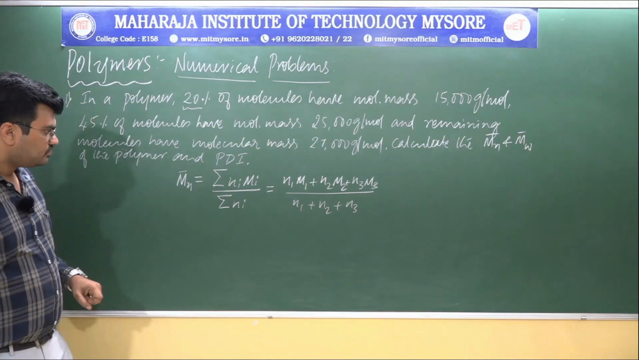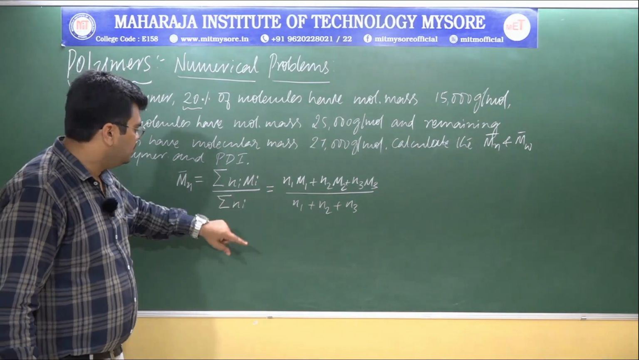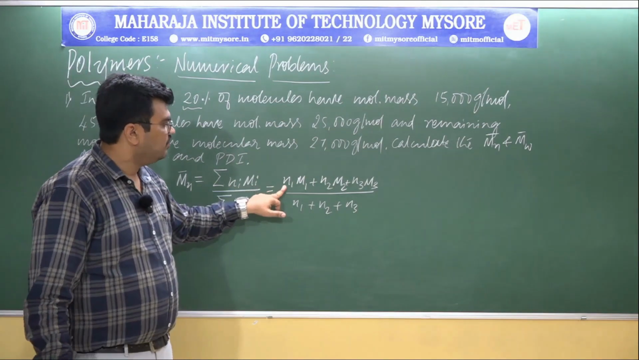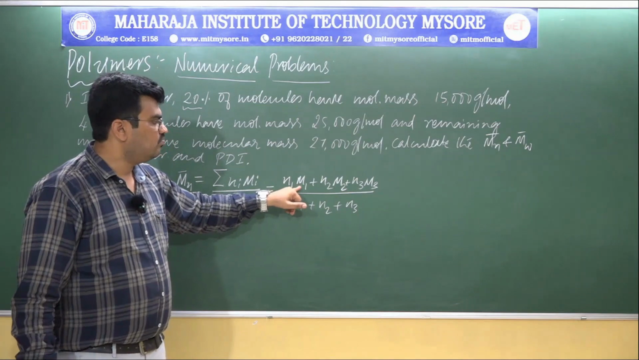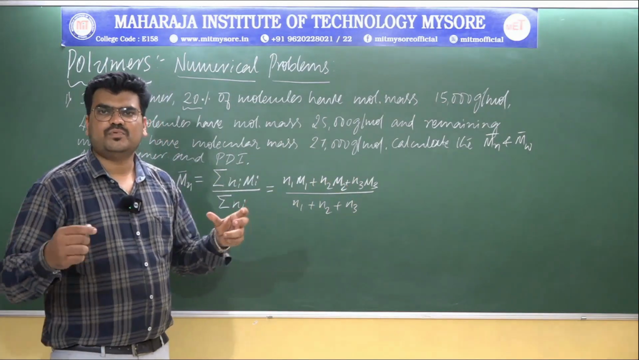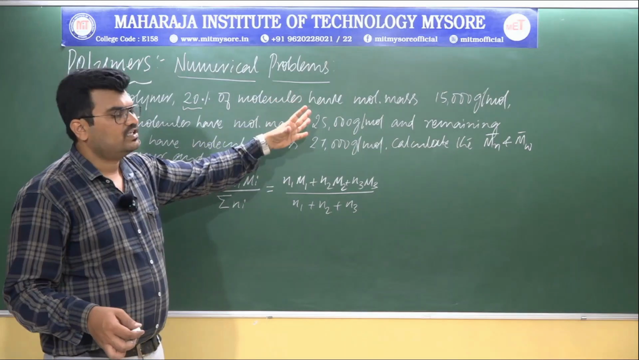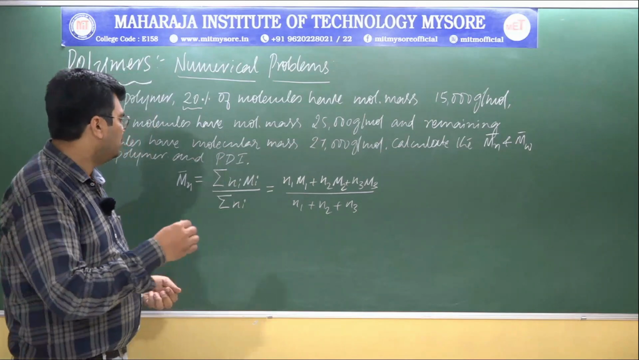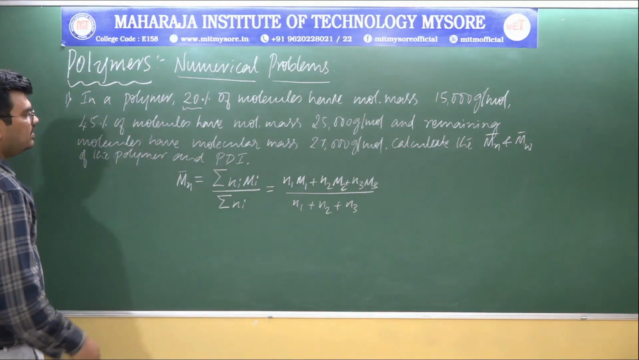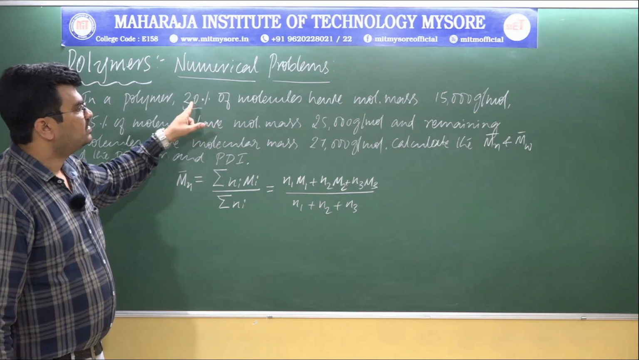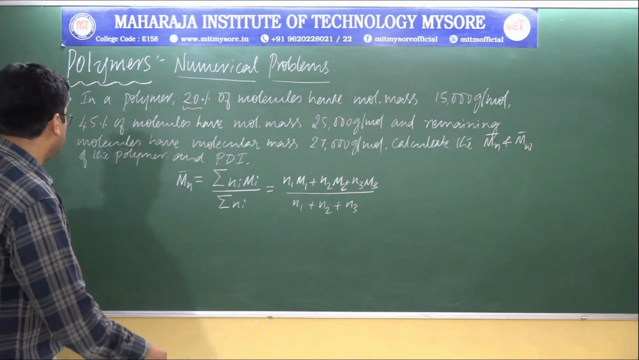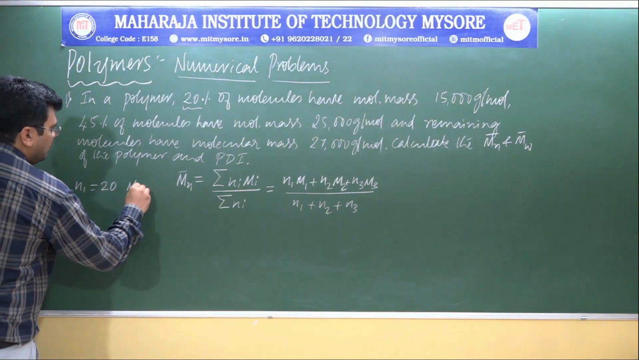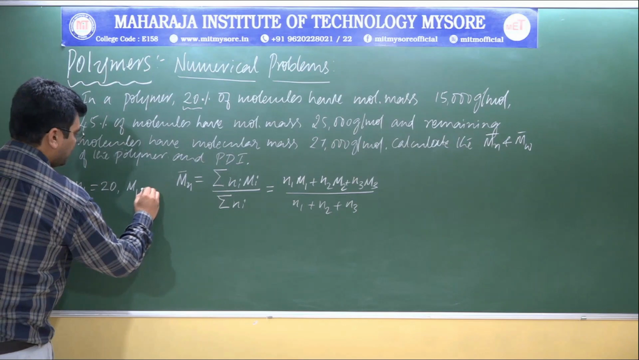Before substituting, you need to take up the data. What data do we want? We want N1, N2, N3 as well as M1, M2, M3. This is a simple numerical problem wherein they have given all the data. Simply pick and substitute into this and you will get the answer. So now let us take the data. What is N1 here? They have given 20% of the molecules, so N1 is equal to 20, and similarly M1 is 15,000.